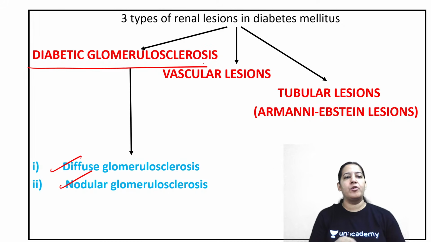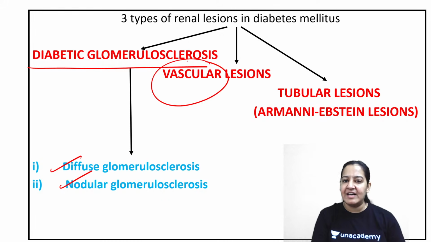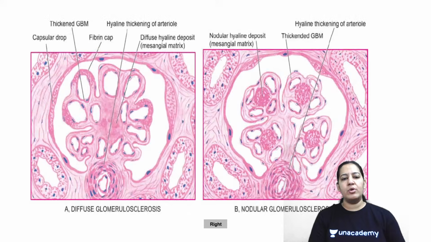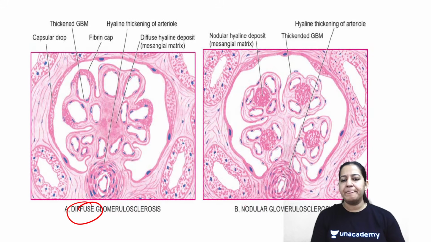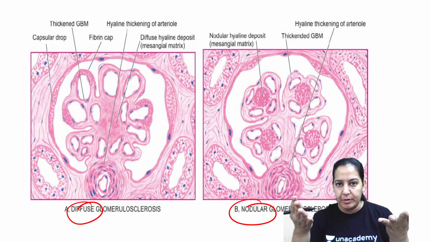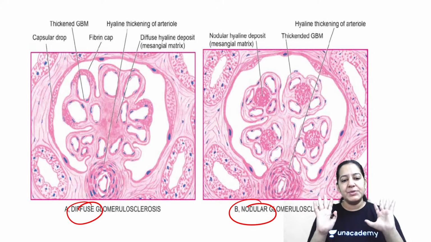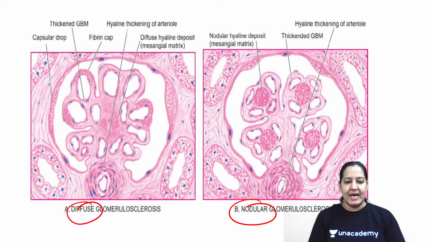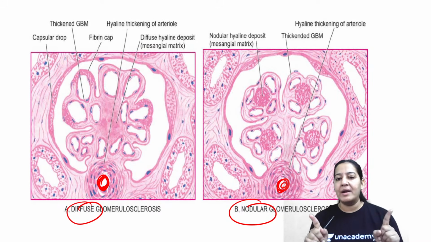After glomerular involvement in the diabetes, I am coming on the vascular lesion. Blood vessels are also involved, in the diffuse one also, in the nodular one also. Now, I'm not interested in the glomerulus. I'm interested in the blood vessel. So, in this diagram, can you see a blood vessel? Yes, one blood vessel here, and one blood vessel here. So, in both the diagrams, one arteriole is shown.